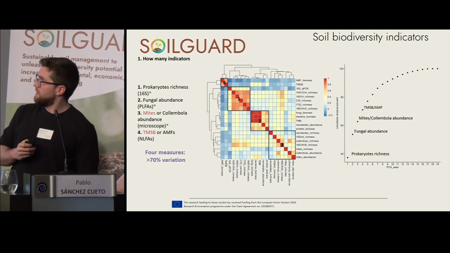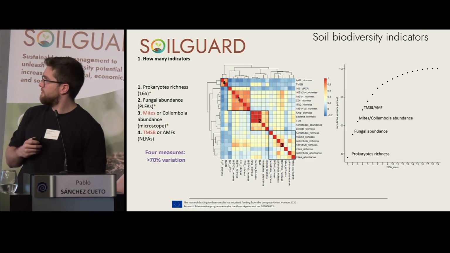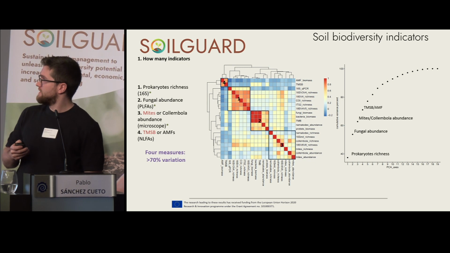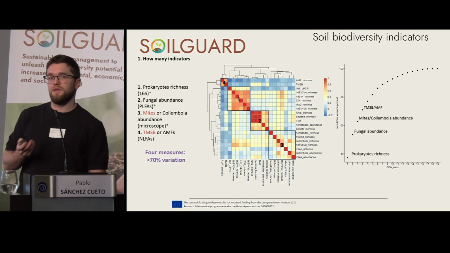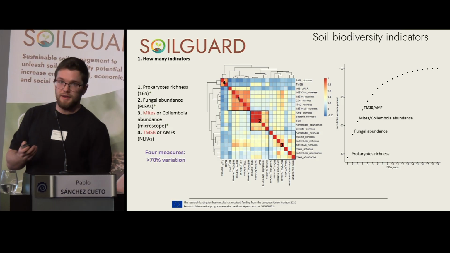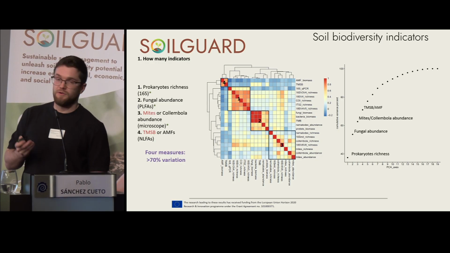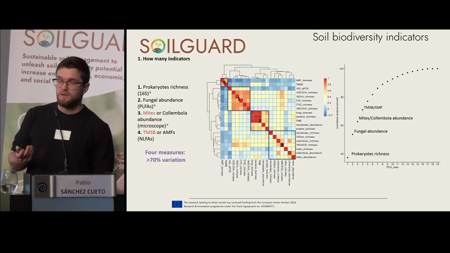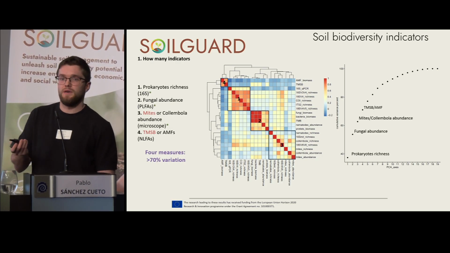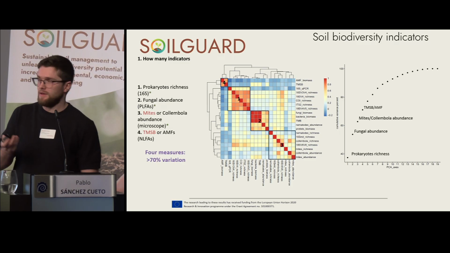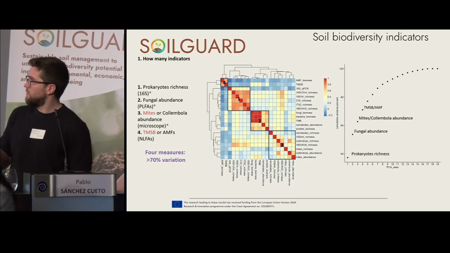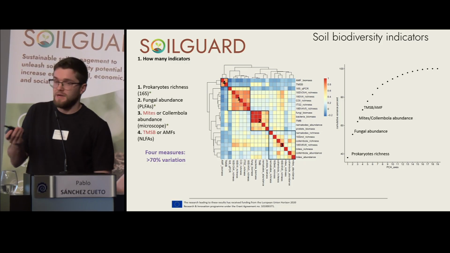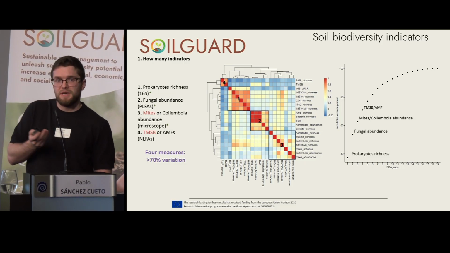Third and fourth, we identify the faunal-related data in terms of abundance and richness. For this, the mites or collembola abundance were the ones that explain higher variation in this component. And fourth, the total microbial biomass and arbuscular mycorrhizal fungi. So at this point, we can answer the first question: how many biodiversity metrics do we need to have a general understanding of soil biodiversity? For our study, we can say that with 4 measurements, we can assess 70% of variation in our dataset.